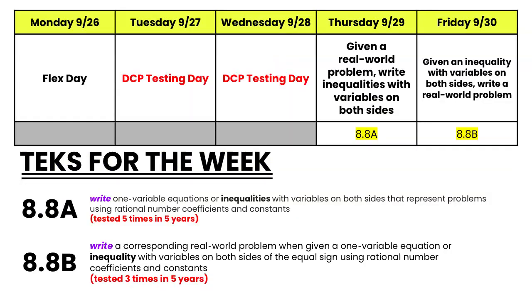As we take a look at the weekly overview, you'll notice that it's a pretty light week in the scope and sequence. We start Monday with a flex day where you can finish up equations if you need to, and then 2 days allotted for DCP testing. Then, once we get past the district checkpoint, we'll move into 8.8a and b, talking about inequalities. You'll notice that these are supporting standards because they're tested between 0 and 1 time every year. And 8A is a particularly high-flying supporting standard because it shows up every year on the STAR test.